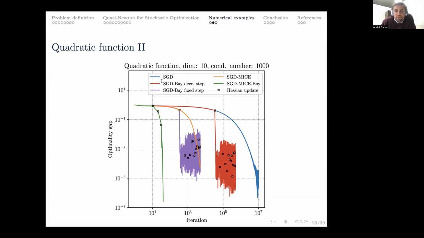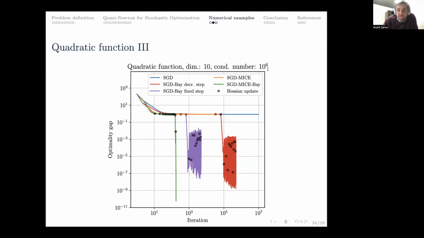Now, it's also interesting to note here that in red and in purple, we have the SGD without any variance control on the gradients. And we can see that preconditioning them with our Bayesian approach does not help, even decreasing the step size. It wiggles a lot and it doesn't get anywhere. And this highlights the importance of not only using the preconditioning, but if we are to try to get something closer to second-order information, we need to also control the variance of the gradients.